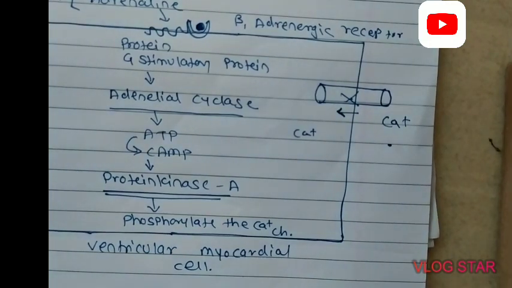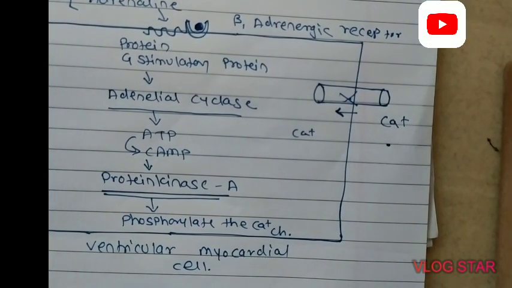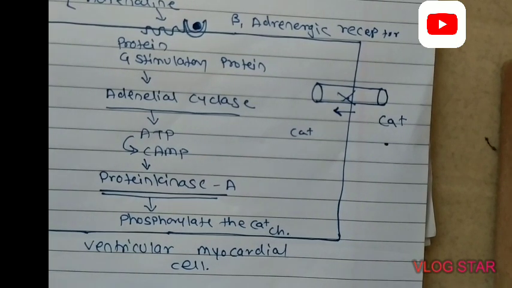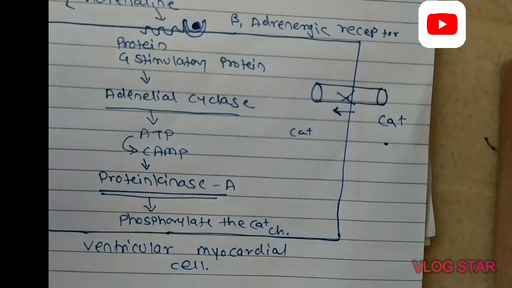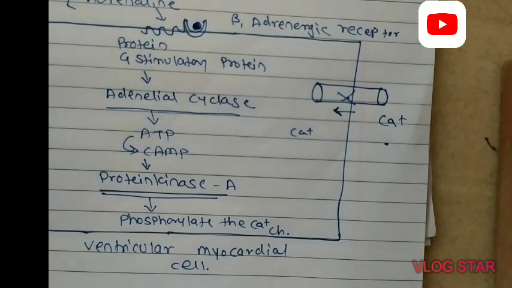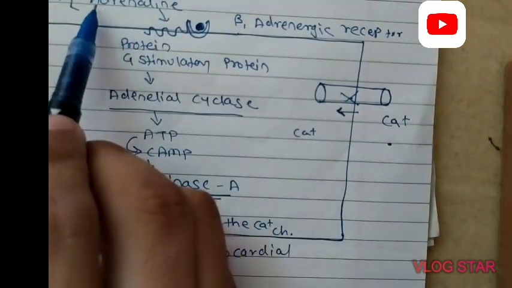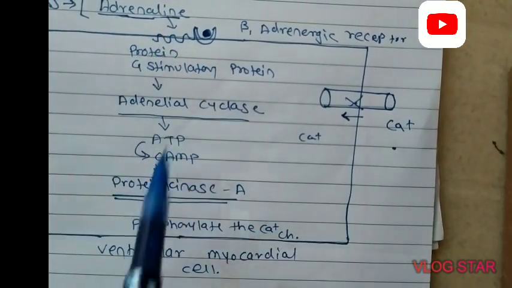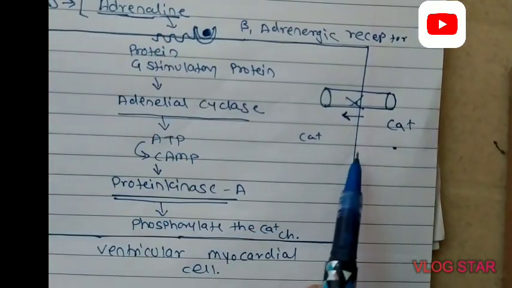So this is not a normal phenomenon. This is something abnormal. That is, this is not a normal influx of calcium. It is an abnormal influx of calcium because of the adrenaline. So adrenaline started the cycle and further leads to the influx of calcium, which is not normal.